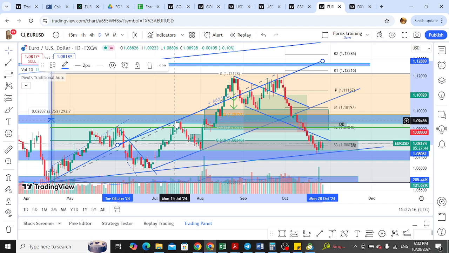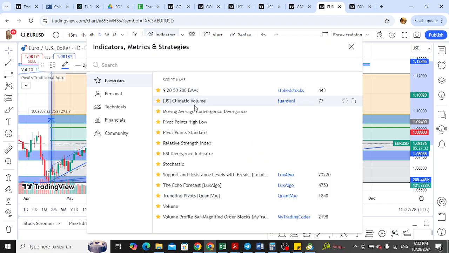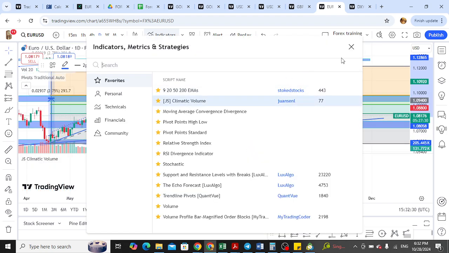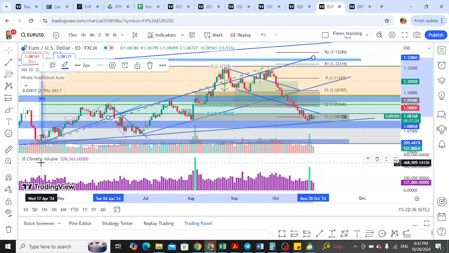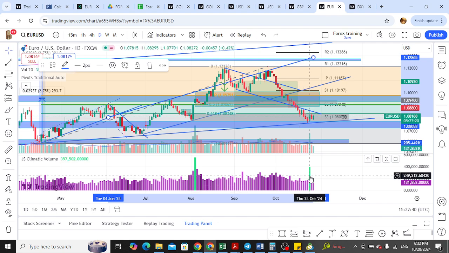Yep, this is it. Okay, so that's what I do with trend lines, but this is not the first thing that I start with. I start with volume. I want to understand the volume zones. The indicator that I use is the GS climatic volume. It's a free indicator, and we have a volume area here.